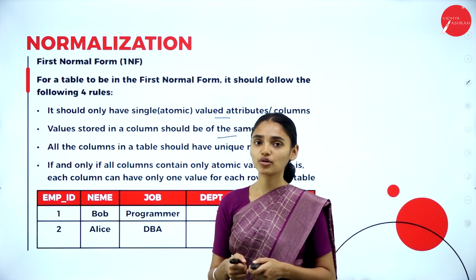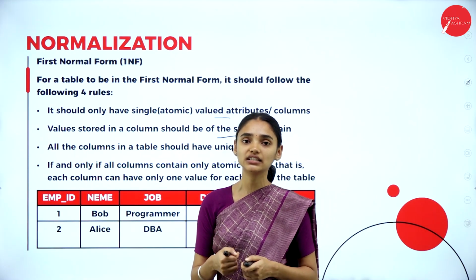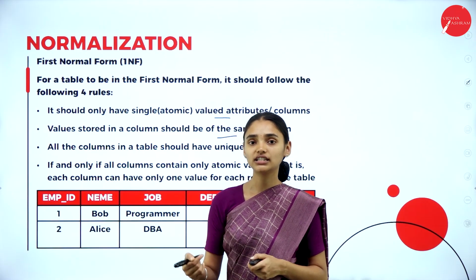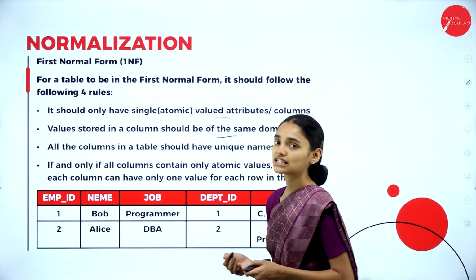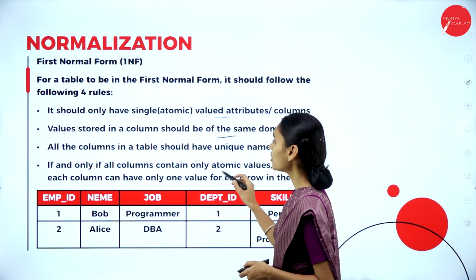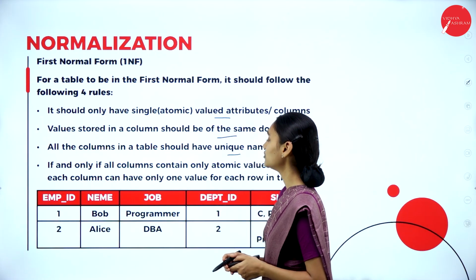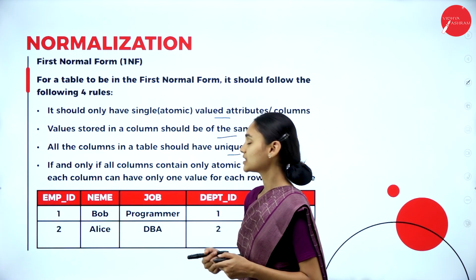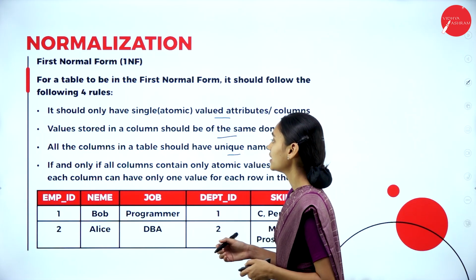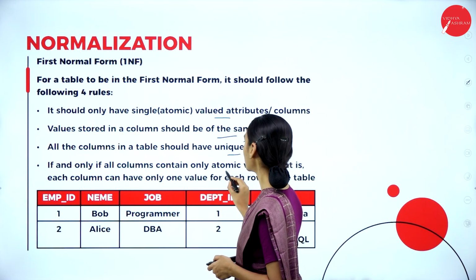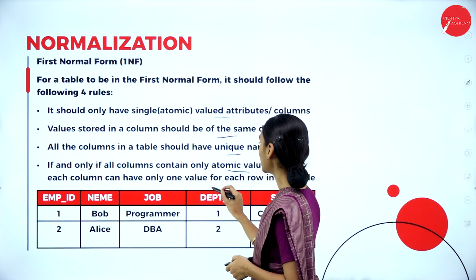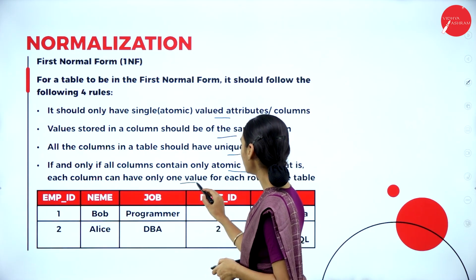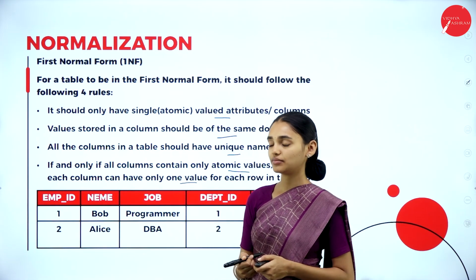Suppose if you take an employee table, it should contain only the details of the employee, not the details of the department. That is of the same domain. Next, all the columns in the table should have unique names. The table is in first normal form if and only if all the columns contain only atomic values, that is, each column can have only one value for each row in the table.